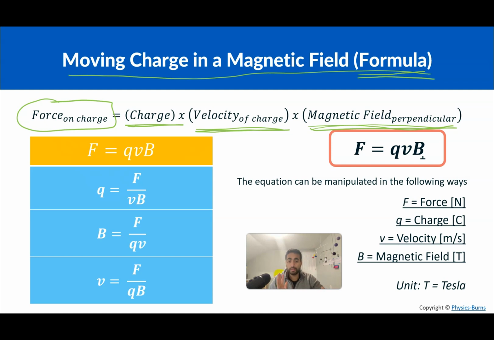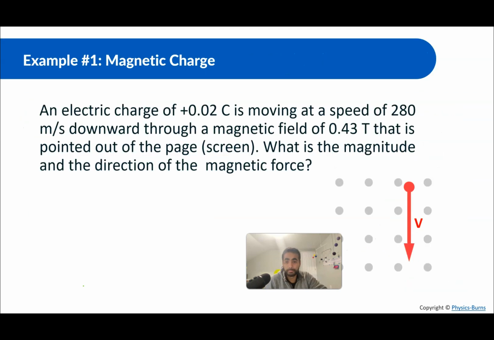Okay, we kind of touched on this a little bit, but now we have our formula. And this is how it looks. Force is equal to QVB. F symbolizing force in newtons, Q being charge in coulombs, V being velocity in meters per second, B as a magnetic field in Tesla. Okay, and here are the other ways to manipulate the formula. All right, let's get to it.